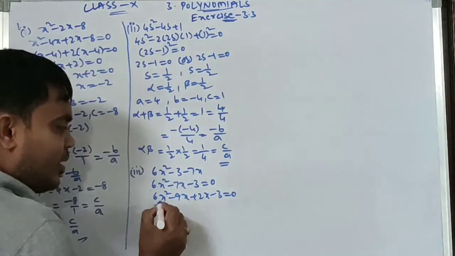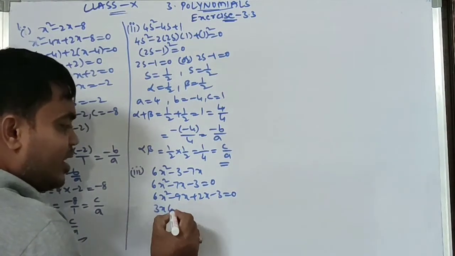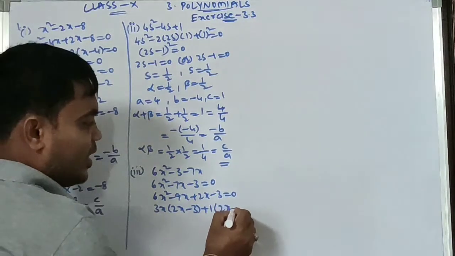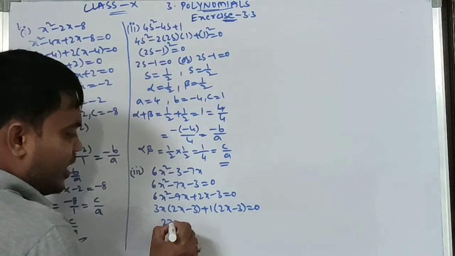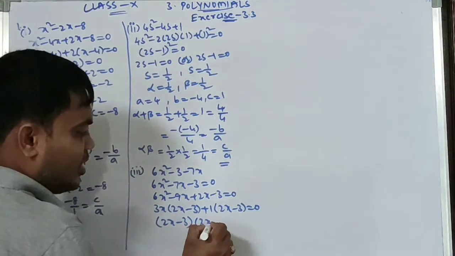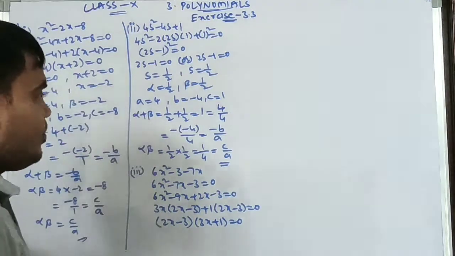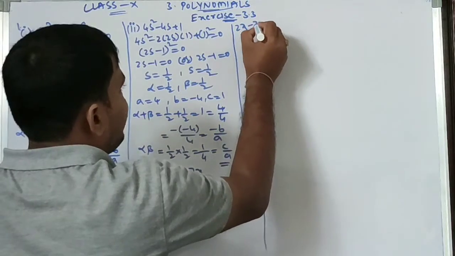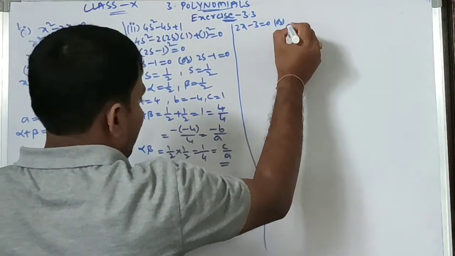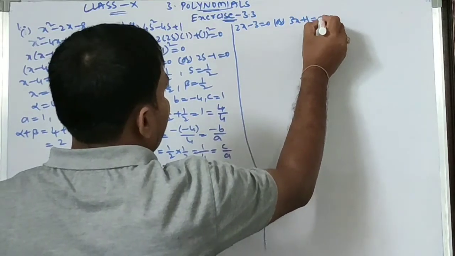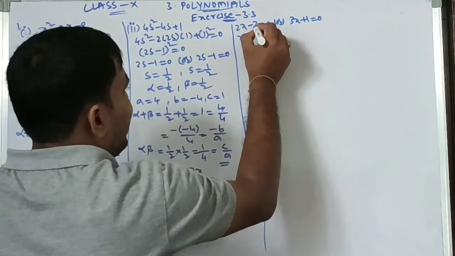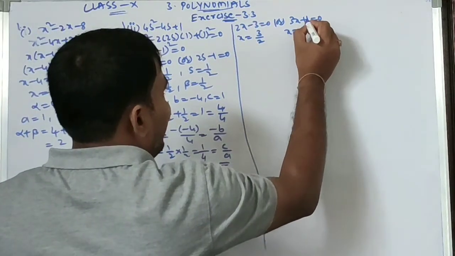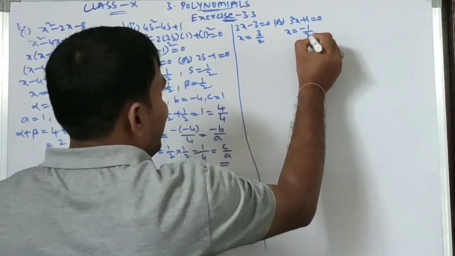In this, 3 common, x common. If we take 3x common, 2x minus 3, plus 1 times 2x minus 3 equal to 0. 2x minus 3 common: 3x plus 1 equal to 0. Now, 2x minus 3 equal to 0 or 3x plus 1 equal to 0. So x equal to minus 3, bringing 2 this side, 3 by 2. X equal to plus 1 bringing outside minus 1, 3 bringing outside, by 3.